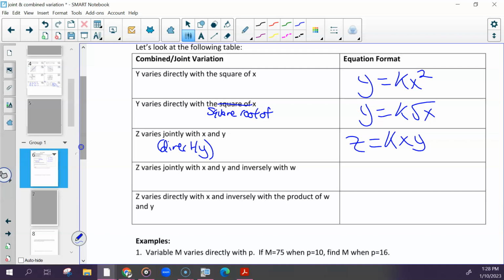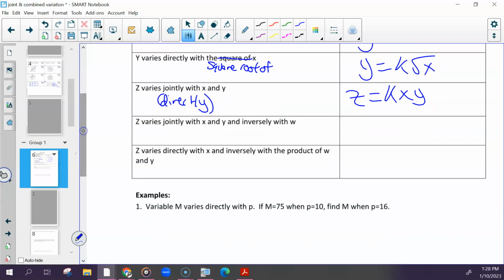In this next one, Sujit, go ahead. That's a z. That is a z, yes. Z equals kxy. And this next one, it's basically the same thing, but now it says inversely. So when we were doing inversely, we were dividing by x. It's going to be the same thing. We're going to be dividing, but now with w.